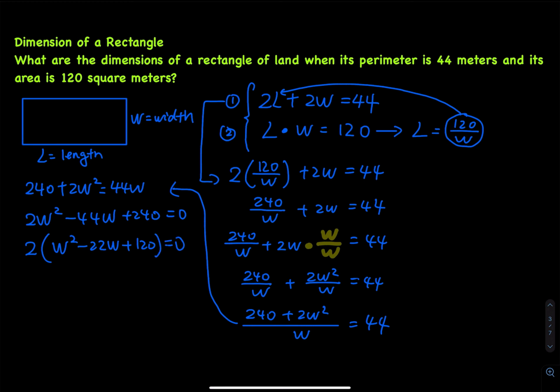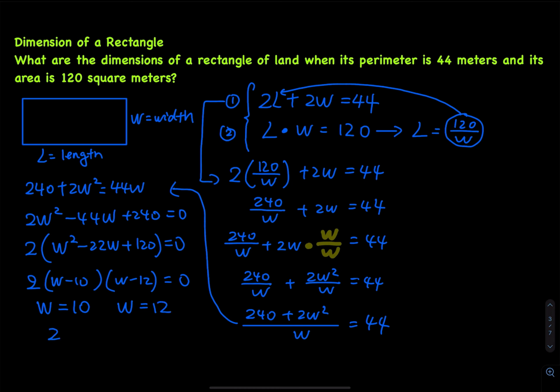And then we factor the quadratic equation, right? What goes here? We have a minus 10 and a minus 12, right? So W minus 10, W minus 12. Negative 10 times negative 12 is 120. The sum of negative 10 and negative 12 is negative 22. And then for the 2, you can just divide both sides by 2 to get rid of the 2. And then applying the zero product property, we have W equals 10 and W equals 12.